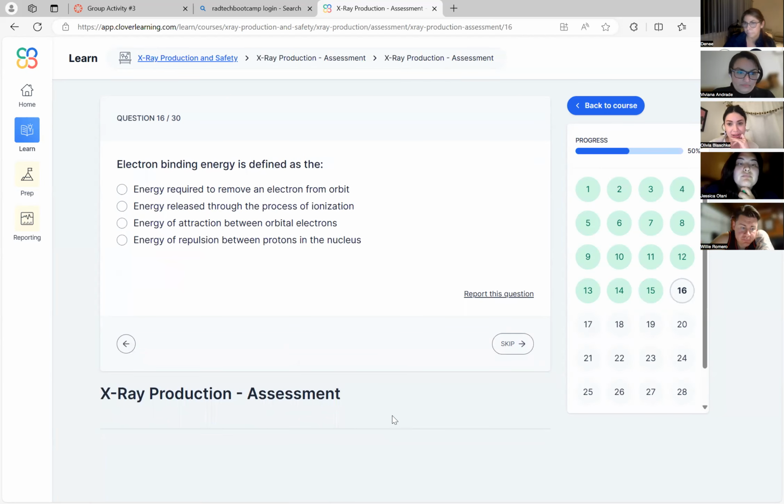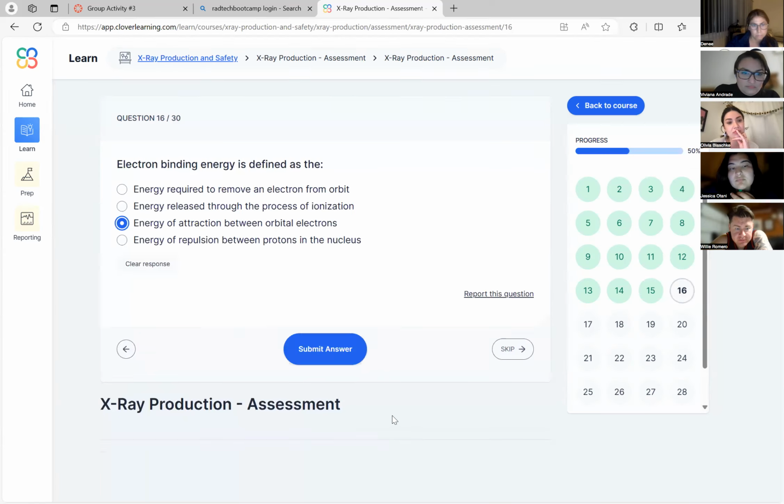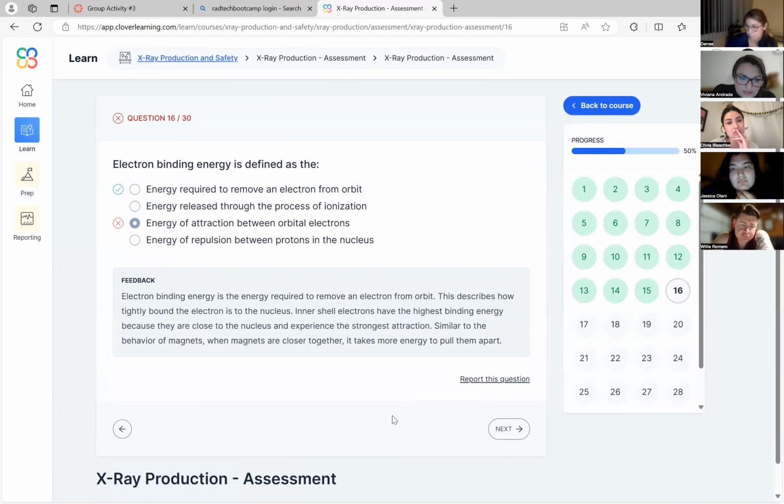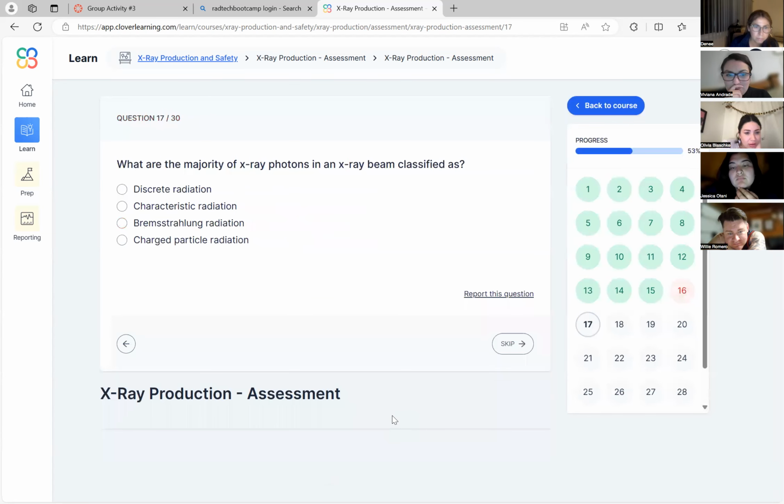Willie, you are next. All right. Electron binding energy is defined as the energy of attraction between orbital electrons. It says energy required to move an electron from orbit. That's so confusing. When I think binding, I'm thinking attracting. Me too. Yeah. Makes sense.